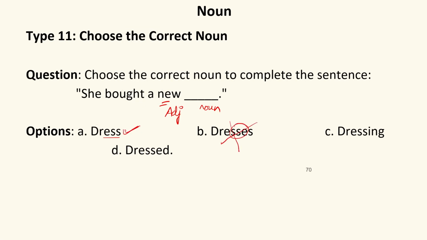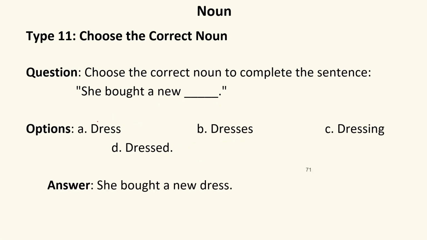Dresses is incorrect, because though dresses is a noun, A represents one, and one is used for singular. So dresses cannot be used over here because dresses is plural. Dressing cannot be used, because dressing means something else, and dressed is an adjective. So the correct word to be used over here is dress. So A option is absolutely correct.